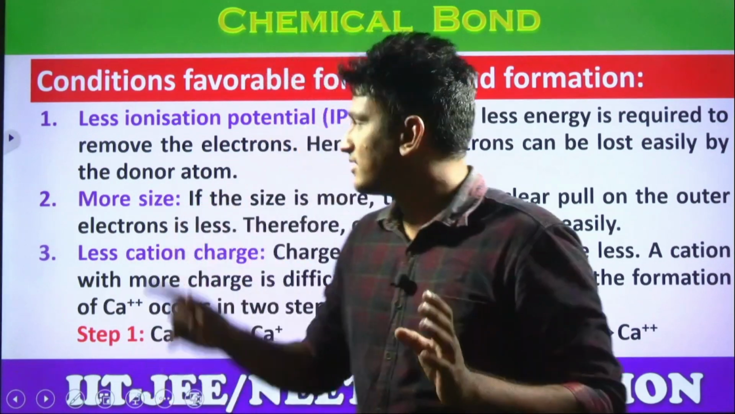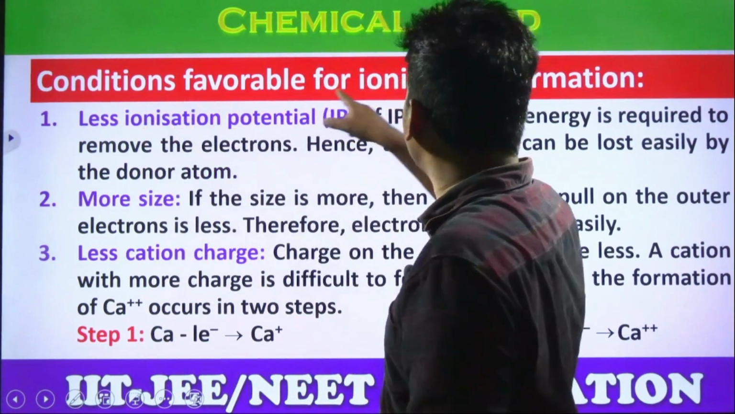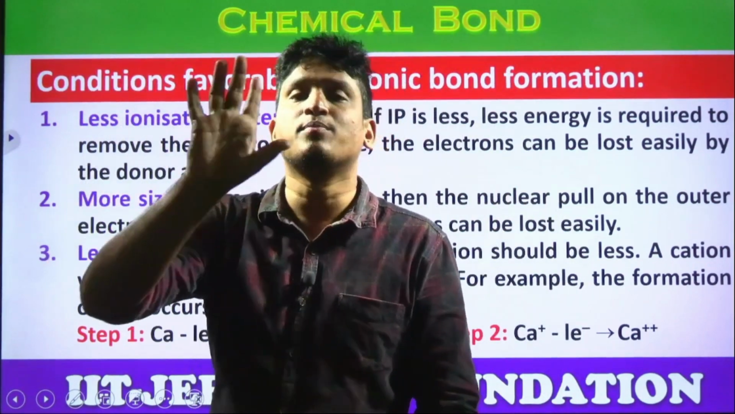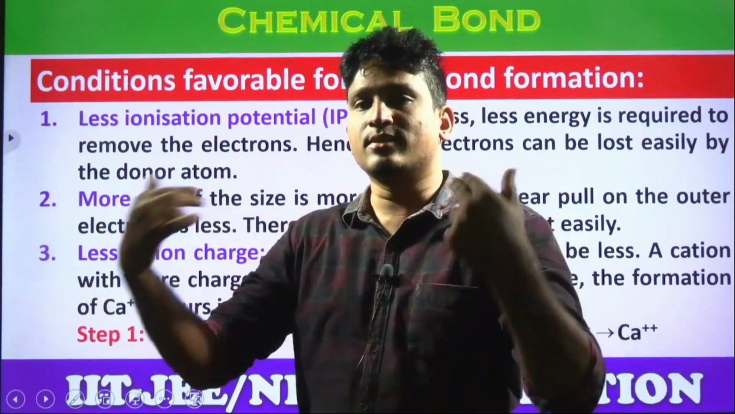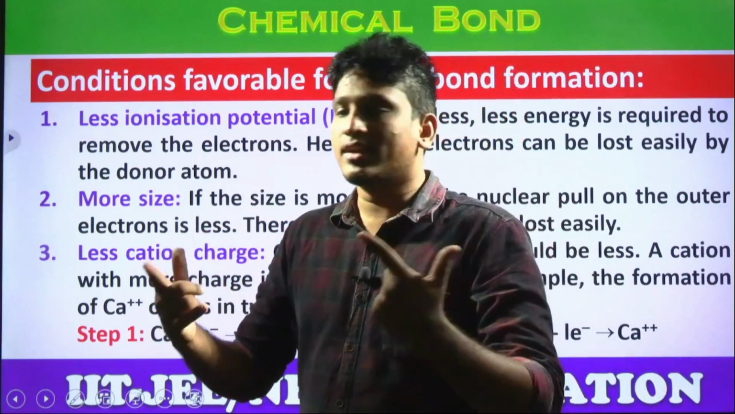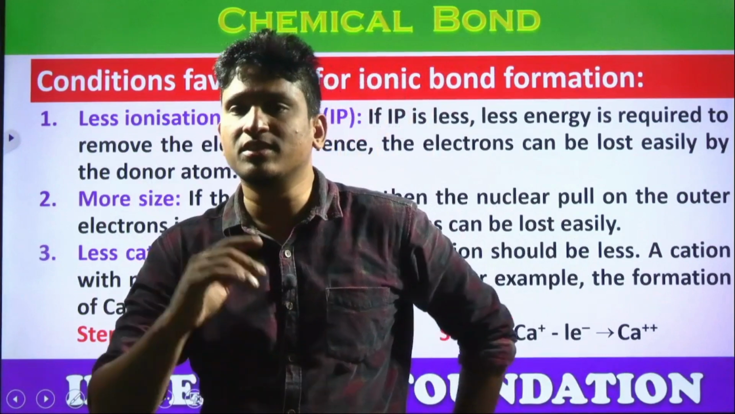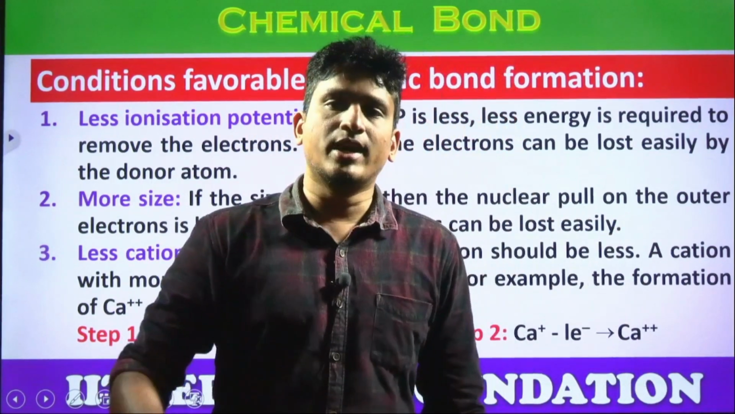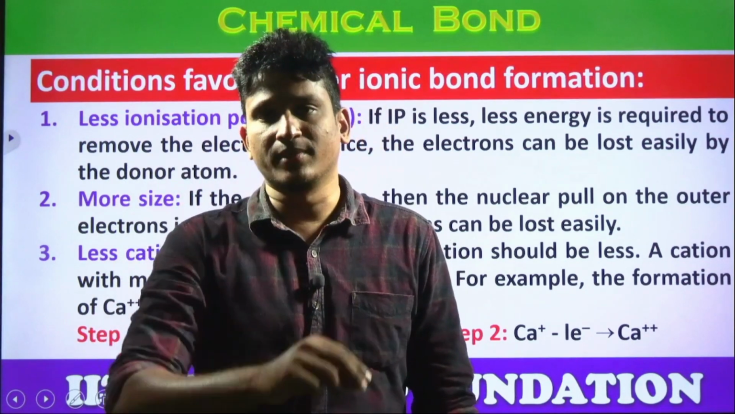Why the exceptions? These are the factors. Look, these are the conditions for ionic bond formation. These are the conditions for electropositive elements, that means elements which have a tendency to lose electrons. What conditions should they qualify in order to lose electrons? First, less ionization potential. What is IP? We discussed it in the periodic table chapter, yes or no? The minimum amount of energy required to remove the electron from the valence shell of an isolated neutral gaseous atom. That is called IP.